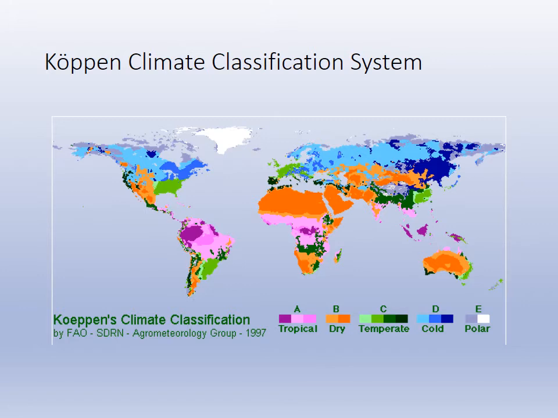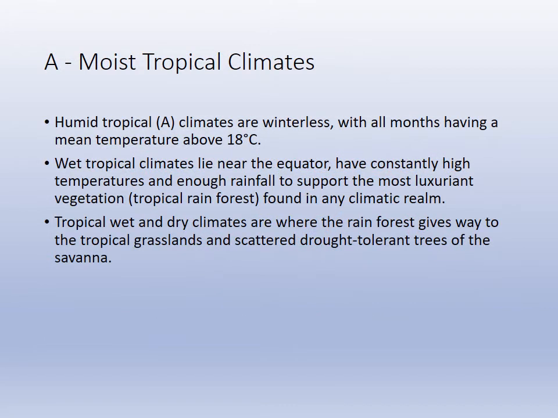Then you have your temperate zones. Then you have your cold, type D. Cold is the second largest. You can see a lot of cold. And then polar climate, where you have your ice cap or your permafrost. So your moist tropical climates, type A, no winters, near the equator, a lot of rainfall.